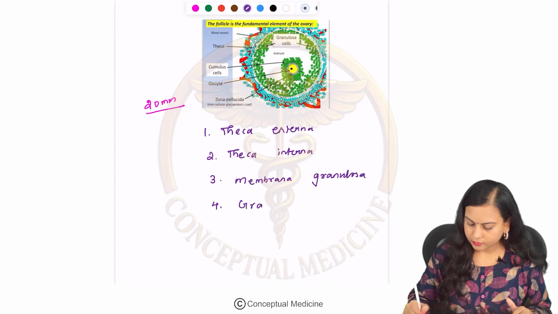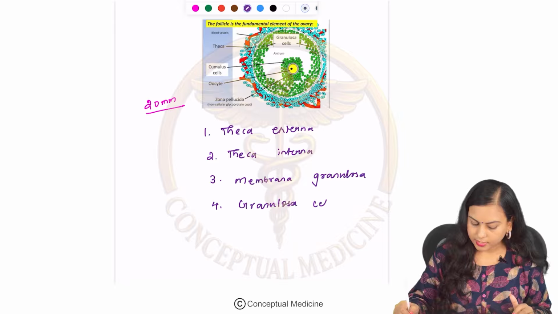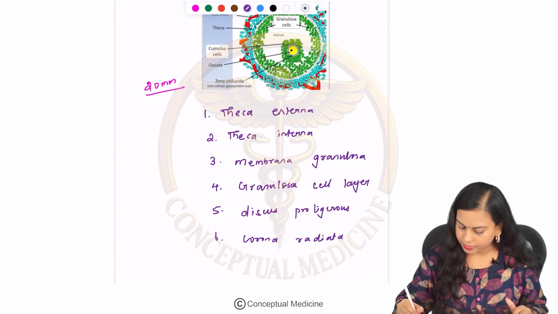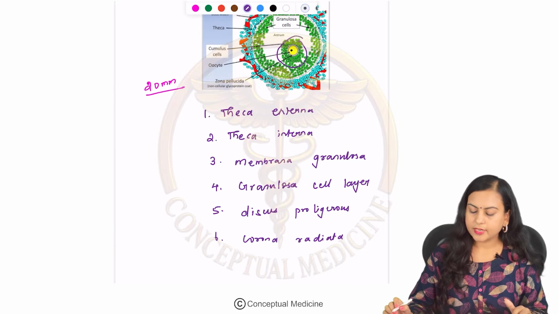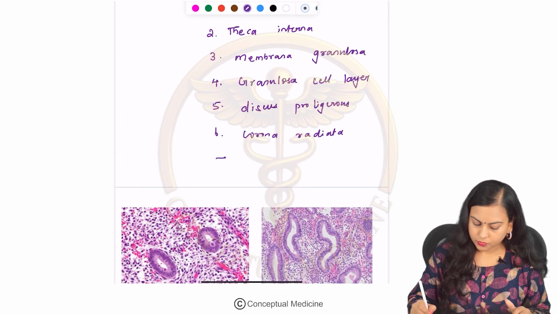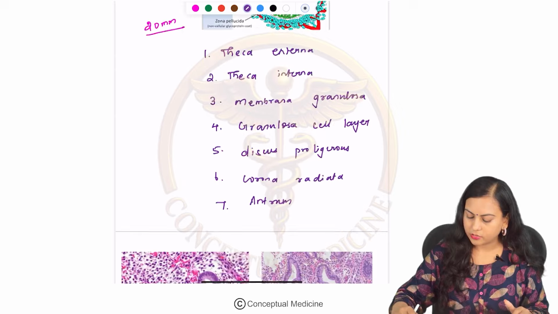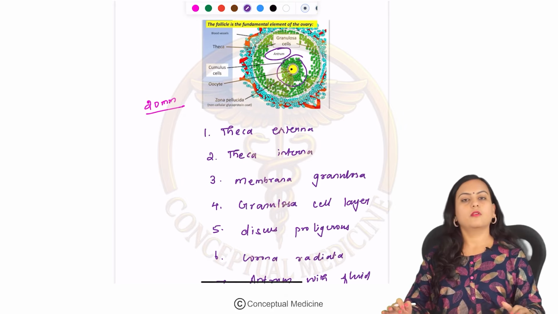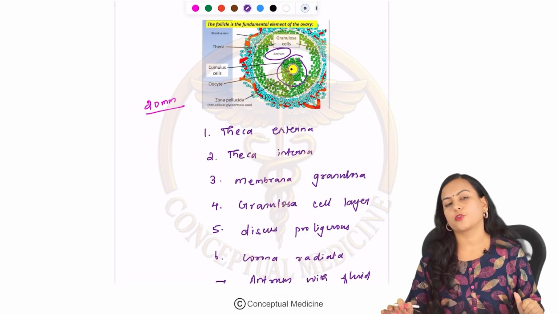You also have a granulosa cell layer itself. Then you will have the discus proligerus and the corona radiata with the ovum inside. Okay, you are able to see now, these are the cumulus cells, that is the corona radiata with the ovum inside, and also you will have an antrum that is filled with fluid. Okay, this is the antrum that is filled with fluid. Okay, so the layers that are surrounding the oocyte at the tertiary follicle stage are very important, right?